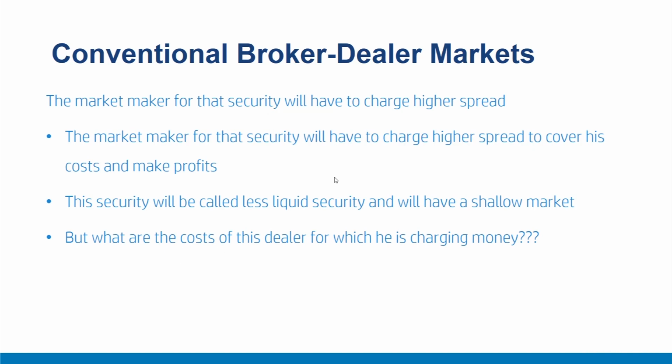Now, the market maker will charge a higher spread in a market where there are much fewer shares available, because his profit per trade is much less, and therefore he would need a higher spread to compensate for the different costs incurred by him in this market making activity. Also, this security where fewer shares are traded will be called less liquid, because not only are there fewer shares, the spread is higher, and therefore it will have a shallow market. As of now, we are yet to unravel what these costs are for this dealer for which he is charging this spread. Why is he charging this spread?